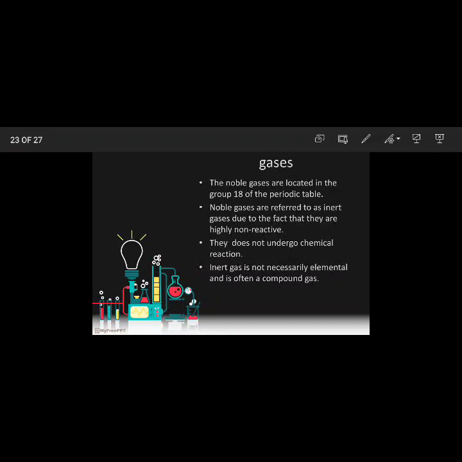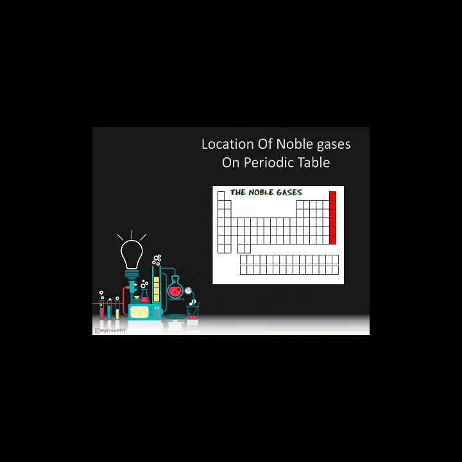The melting and boiling points for a given noble gas are close together, differing by less than 10 degrees, that is, they are liquids over only a small temperature range. This is the location of noble gases on the periodic table.